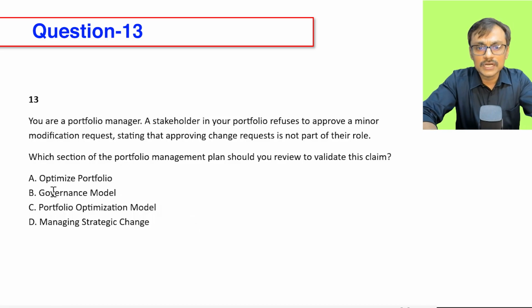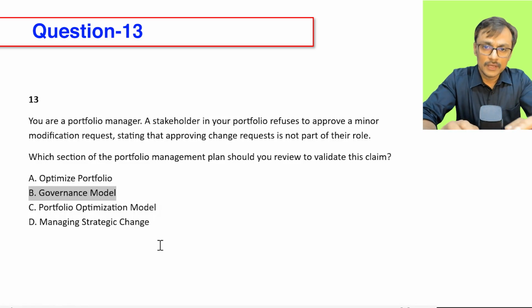Then I was left with the governance model and the portfolio optimization model. So I know there is a clear-cut understanding that I need to define roles and responsibility and decision-making authority in a place which is called the governance model. That way I can easily choose option B.